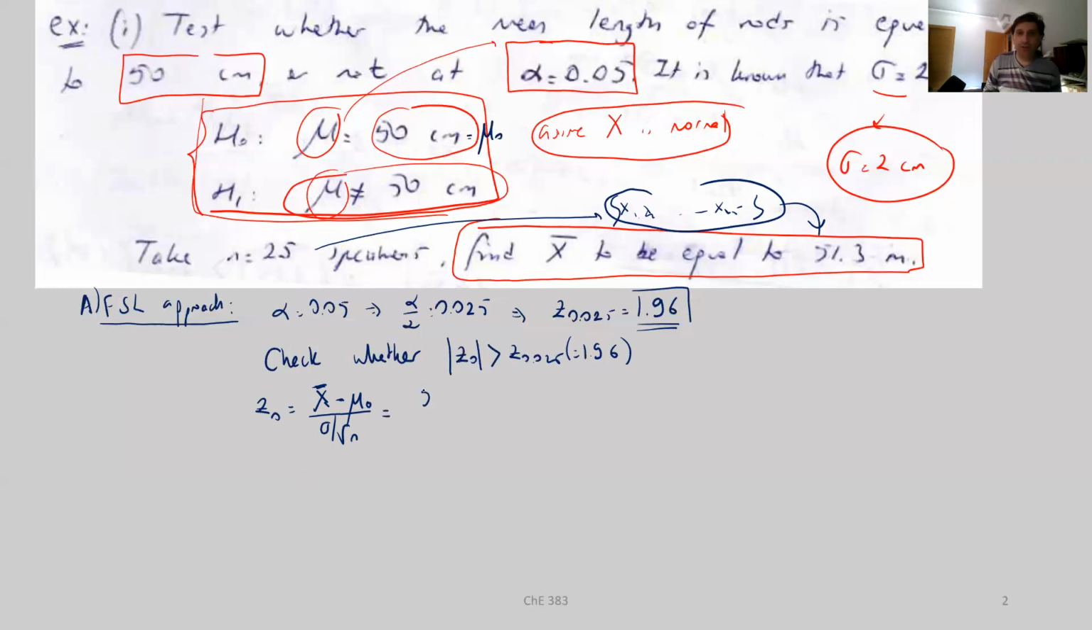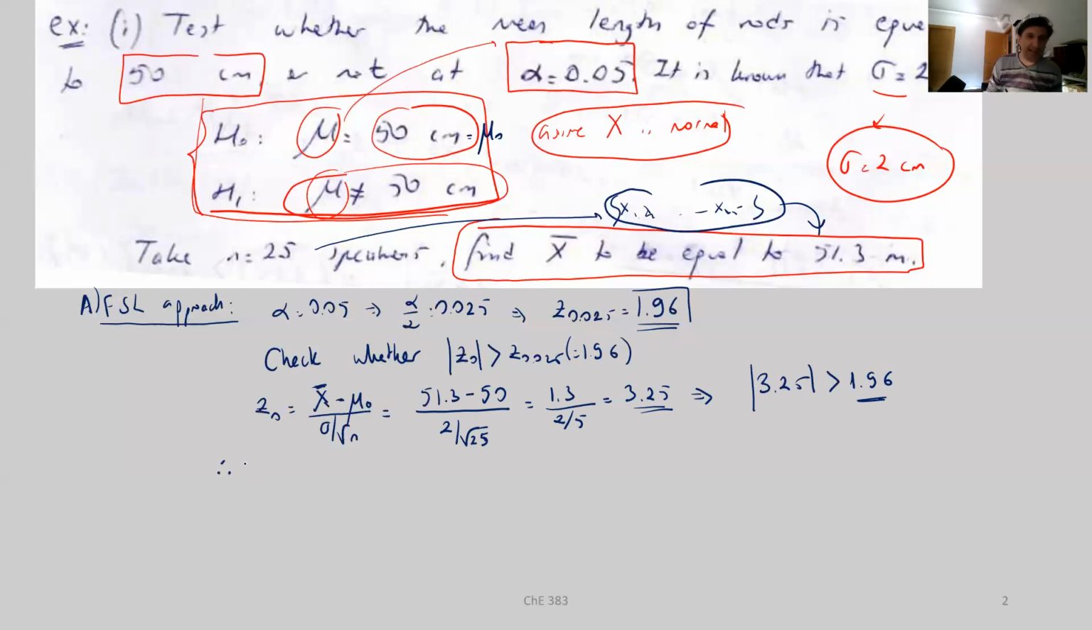So this is going to be equal to 51.3 minus 50, because we believe that the null hypothesis is true, over 2 over square root of 25. When we do this calculation, it's going to be equal to 1.3 over 2 over 5. And the result is going to be equal to 3.25. And here we can see that 3.25, you can take the absolute value, still 3.25. This is greater than 1.96. So it is in the critical region. The test statistic I came up with is in the critical region.